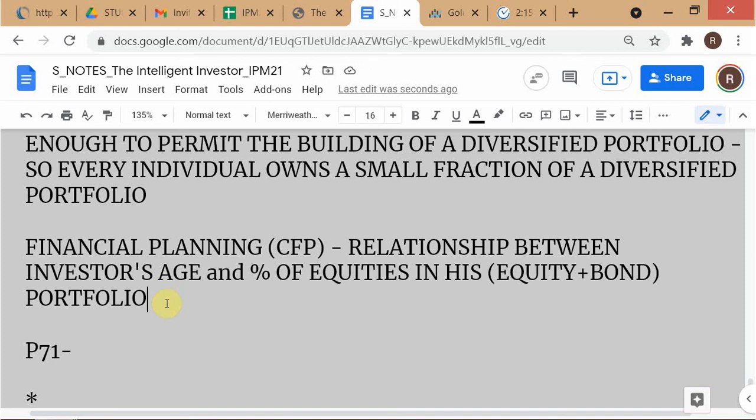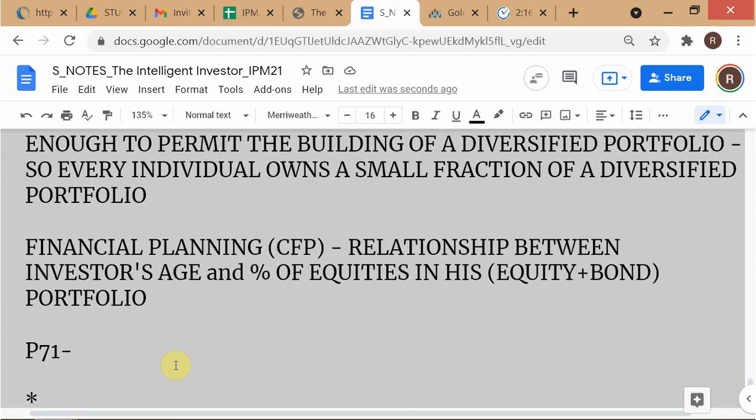Is my question clear? It's a long introduction, but you need to be aware of all these connections. So in financial planning, what is the relationship between an investor's age and the percentage of equities in his portfolio? When a customer comes to you, you generally look at his age and you recommend a certain mix of equities and bonds. So what is the relationship between the age of the investor and the percentage of equities in his equity plus bond portfolio?